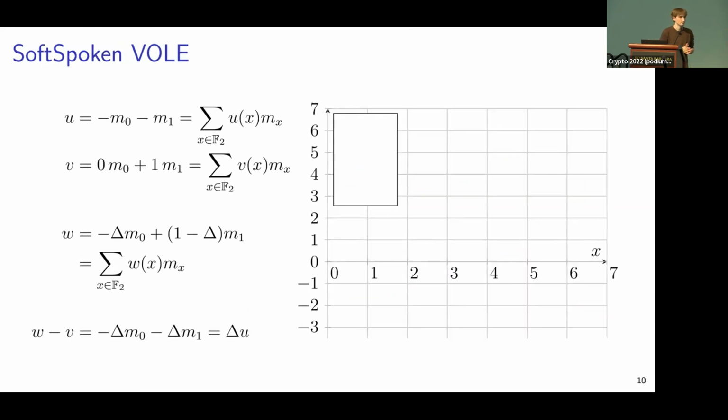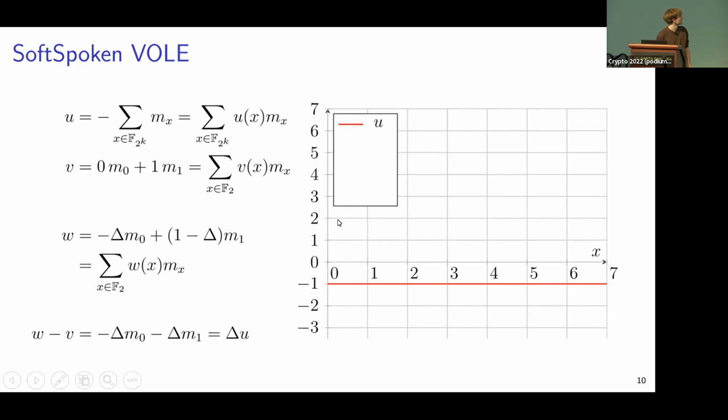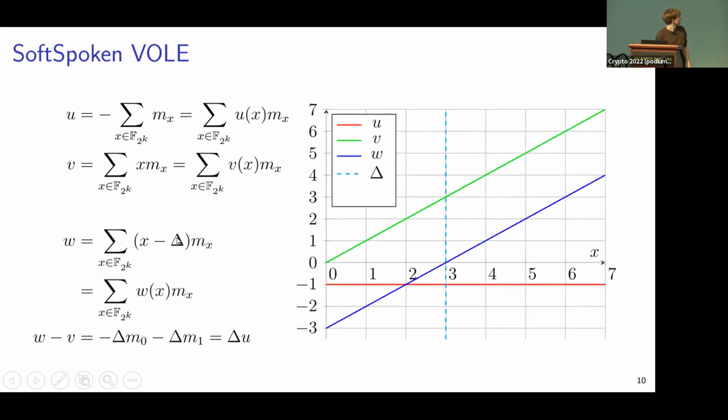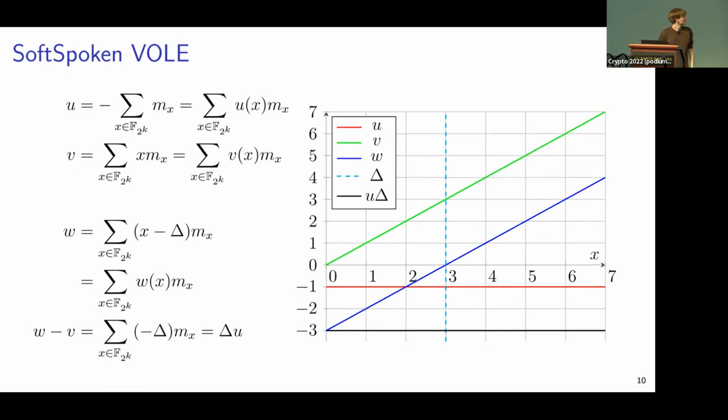Now let's see how this works if we use a larger field, as in soft-spoken OT. So again, these messages are a single bit now, but they're combined in a more complicated way. First of all, u, since it had the same coefficient for all of them, let's take it to be the negative of the sum of the messages. So -1 the whole way. For v, 0, 1, that seems like a pattern, x times m_x. For w, we need a root at x equals delta, so let's make it x minus delta.